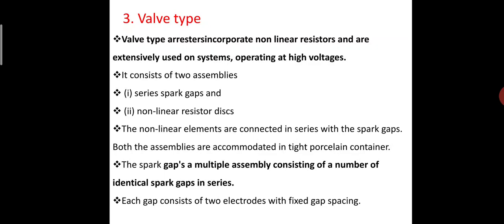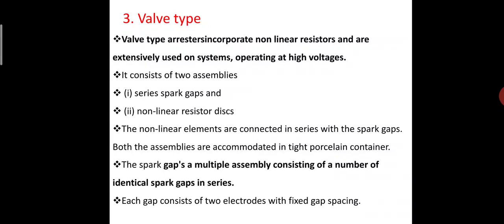It consists of two assemblies. One is series spark gaps and the second one is non-linear resistor discs. The non-linear elements are connected in series with the spark gaps. Both the assemblies are accommodated in a leak-tight porcelain container.